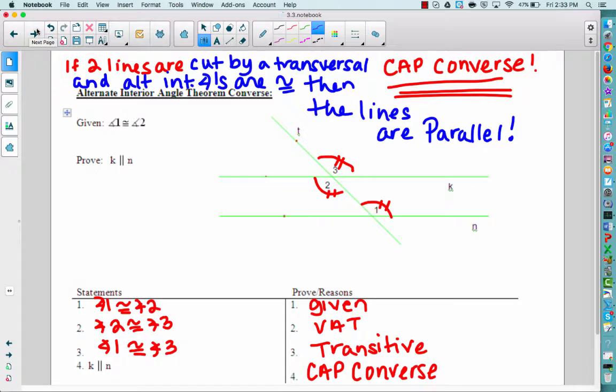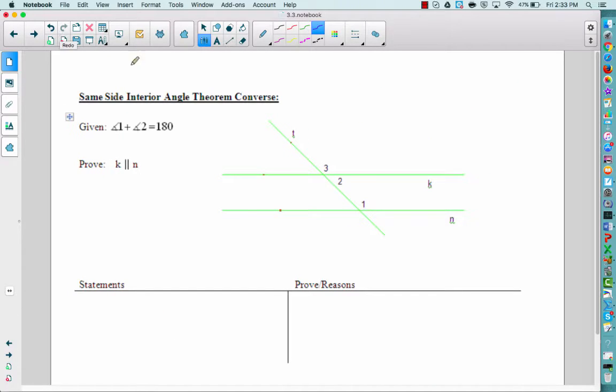All right, one more proof. Now we've got the CAP converse and the alternate interior angle theorem converse. And now we're going to look at the same side interior angle theorem converse. Again, we're going to use the CAP converse to help us prove it.